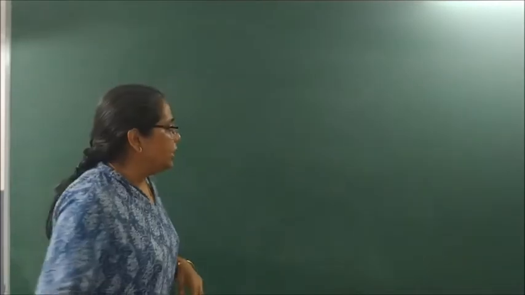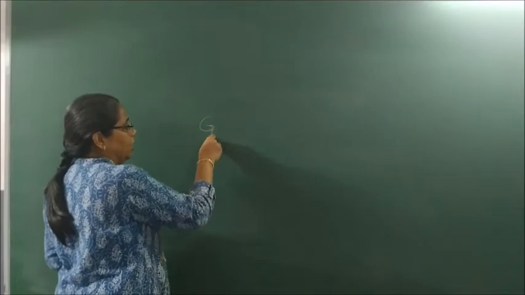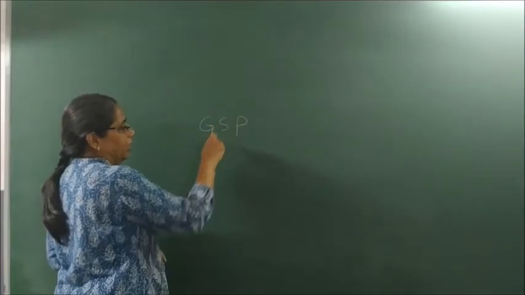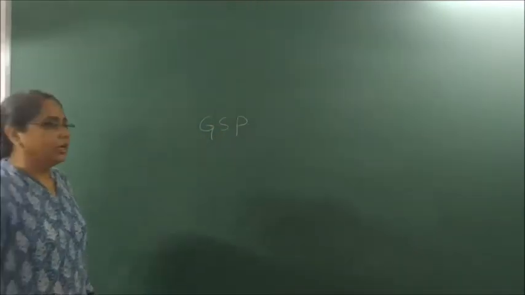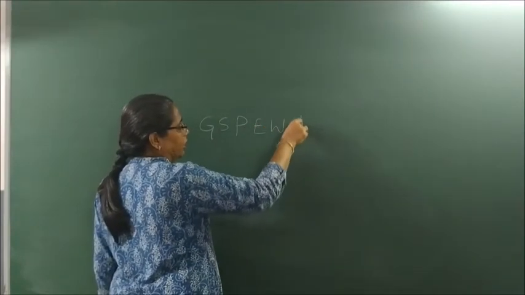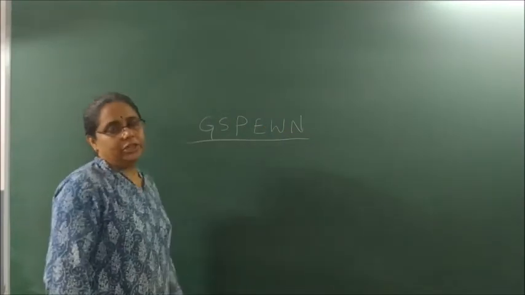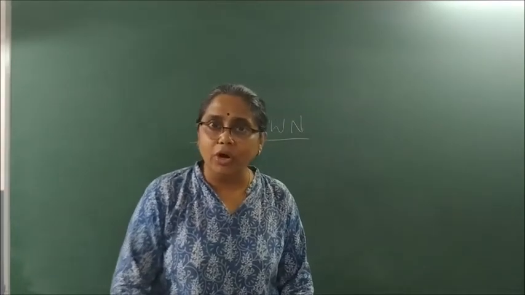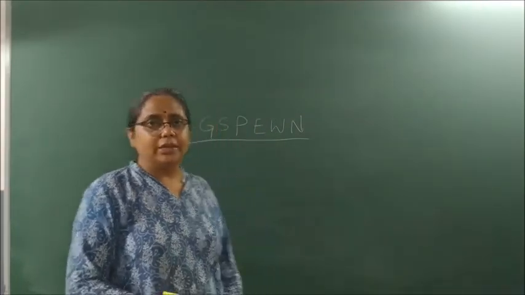That is, when a glass rod is rubbed with silk, it acquires what charge? Positive charge. And when an ebonite rod is rubbed with wool, it acquires what charge? Negative charge. Then we studied what? Coulomb's law for static charges.